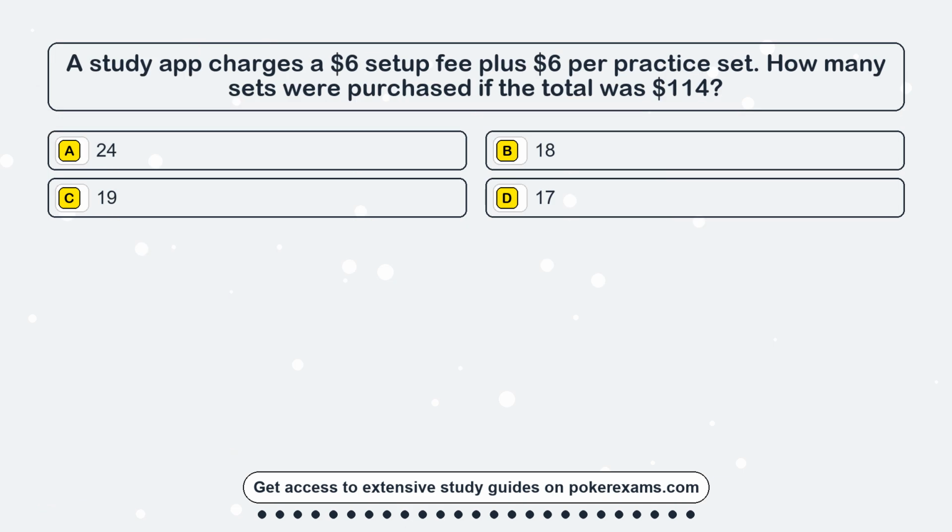Question 18. A study app charges a $6 setup fee plus $6 per practice set. How many sets were purchased if the total was $114? Option A 24. Option B 18. Option C 19. Option D 17.